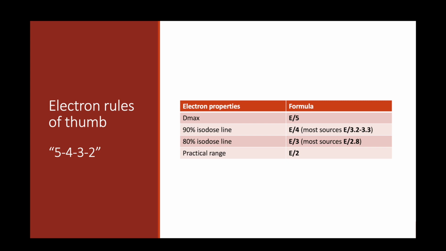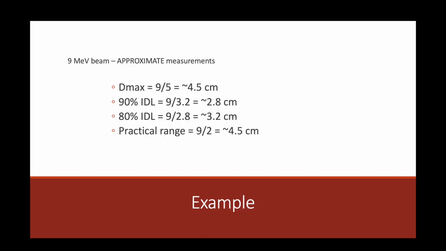And then the deepest depth is going to be the practical range, which is where the clinically relevant dose just falls off. And that's the tail end of that PDD curve. So the practical range is the energy divided by 2. So 5, 4, 3, 2 helps us to remember that mnemonic, but remember for the 90% and the 80% isodose line, we're actually dividing by 3.2 and 2.8 respectively. Here is just that example of our 9 MeV electron beam written out for reference.